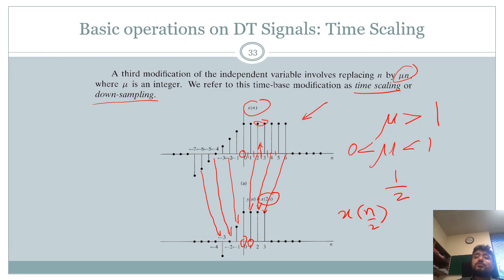By the way, your folding operation is also another example of time scaling, where your mu is just -1. All right, so this is your time scaling function.